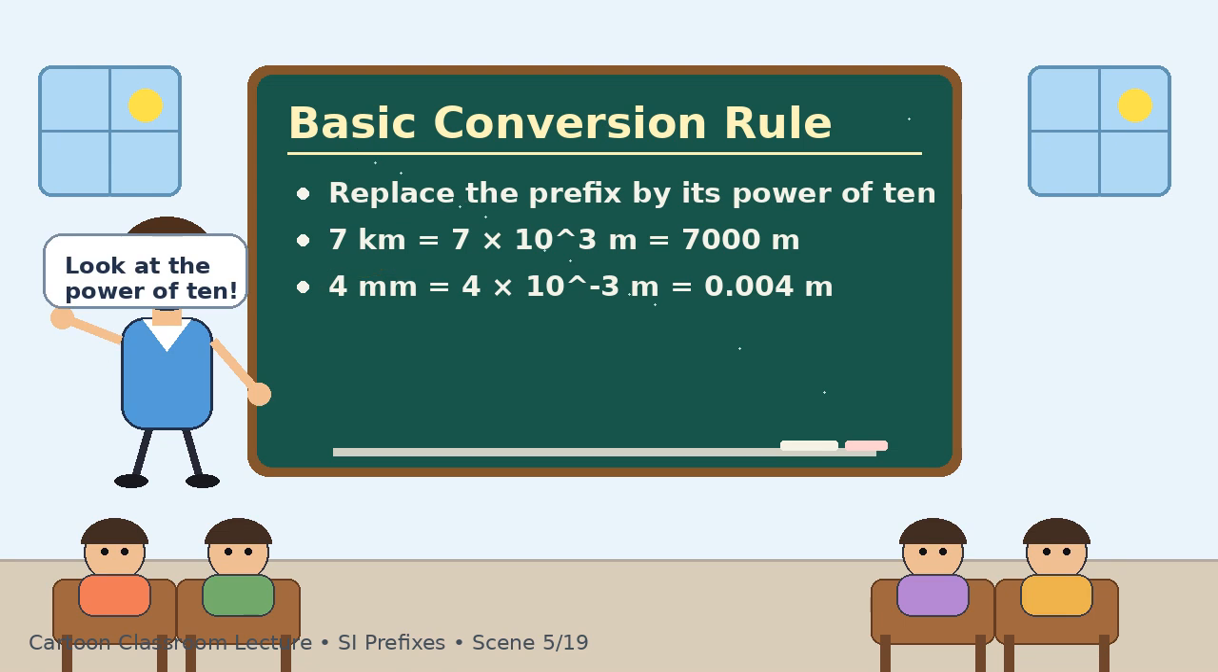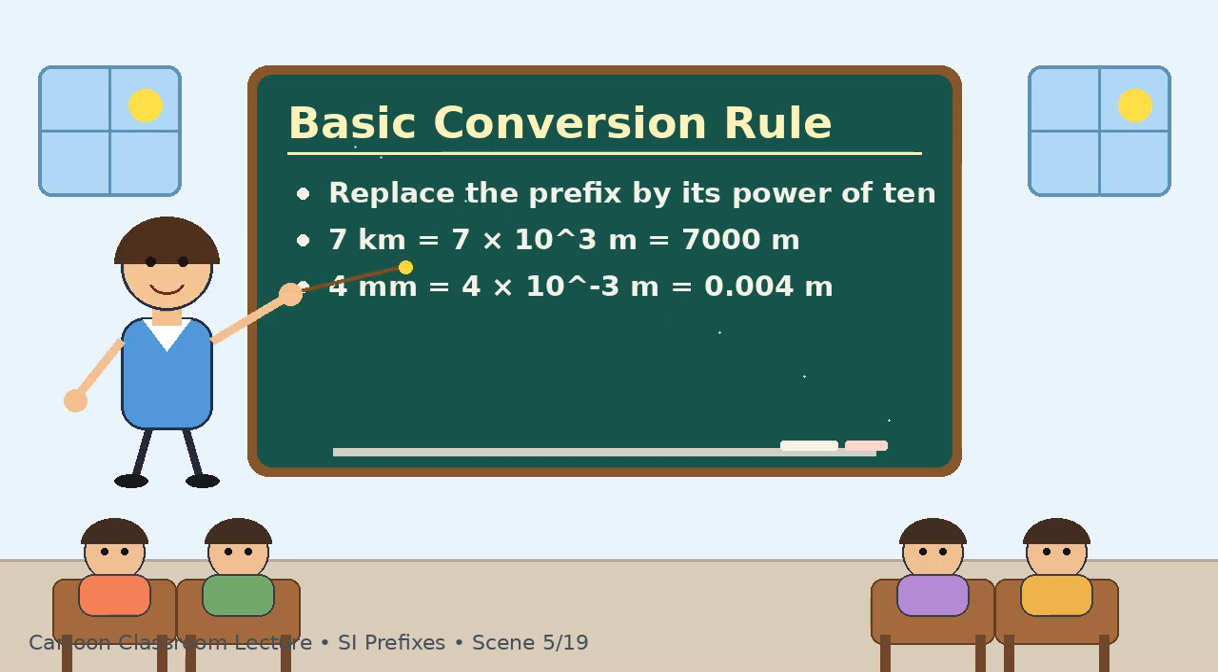The main rule for conversion is to replace the prefix with its power of 10. For example, 7 kilometers means 7 times 10 to the power 3 meters, which is 7,000 meters. Similarly, 4 millimeters means 4 times 10 to the power minus 3 meters, which is 0.004 meters. The prefix is treated as a multiplication factor.